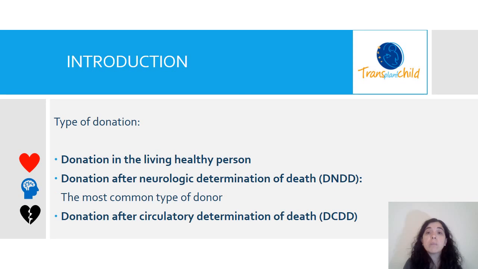We can define three major types of donation: donation in the living person, donation after neurologic determination of death. Here you have death by neurologic criteria with intact circulatory function, and it is the most common type of donation. And finally, donation after circulatory determination of death. It is the donor that does not meet the criteria of brain death, but has no hope of any sort of neurologic recovery. Death is determined using circulatory criteria: permanent absence of breathing, circulation, and responsiveness.